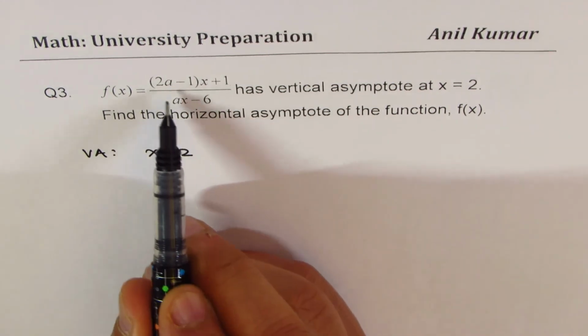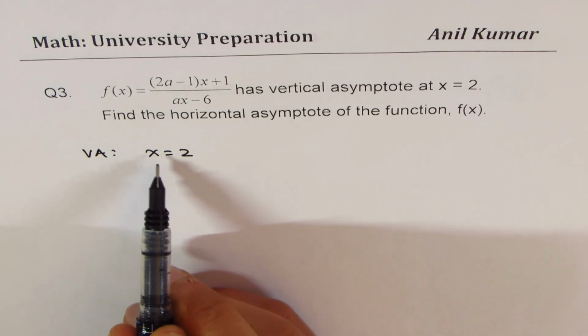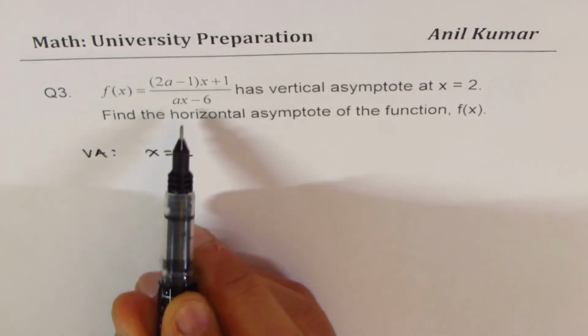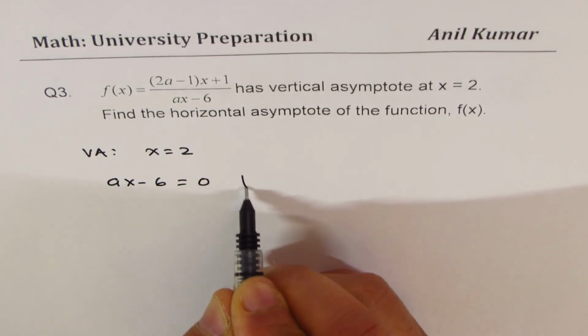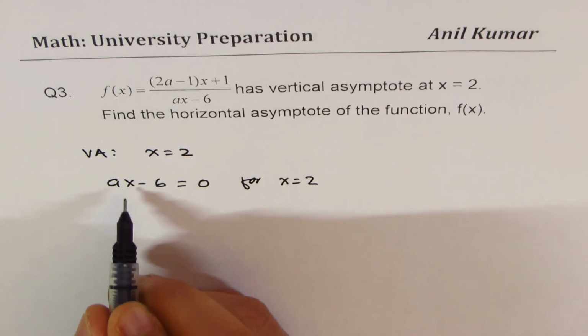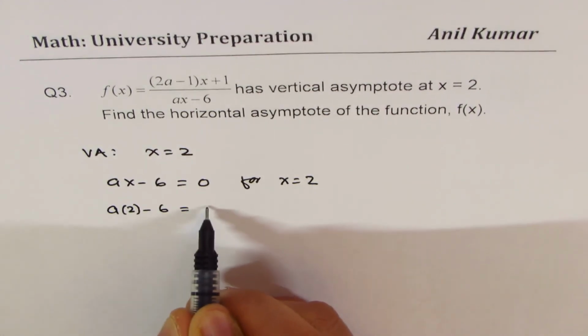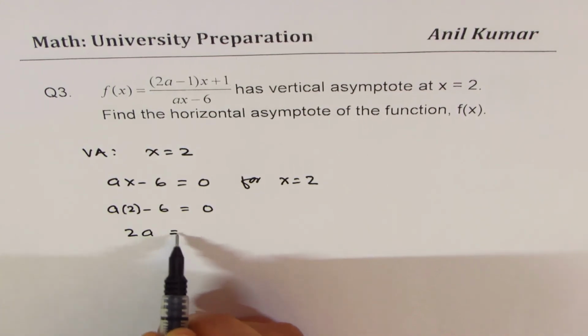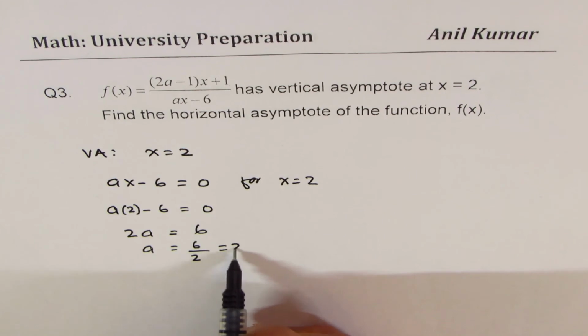Is that okay? So let's first find the value of a. When I say that x equals 2 is a vertical asymptote, that means that ax minus 6 is equal to 0 for x equals 2, right? So if I substitute 2 here, I get a times 2 minus 6 equals 0. 2a equals 6, a equals 6 over 2, which is 3.